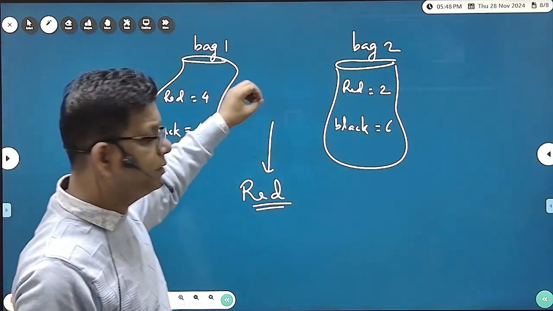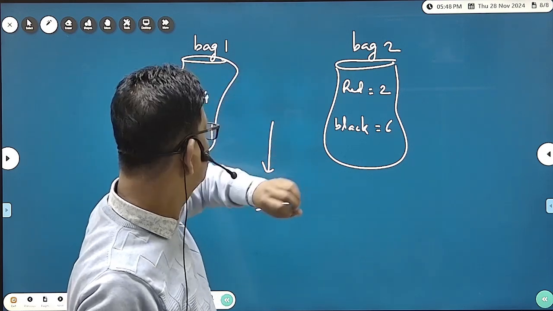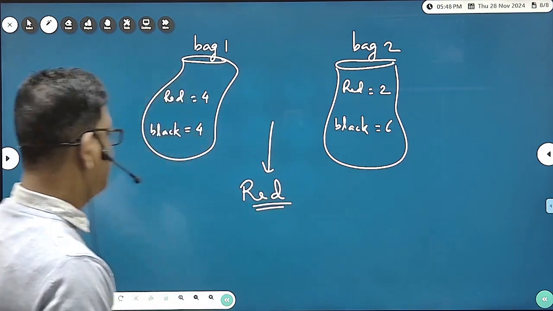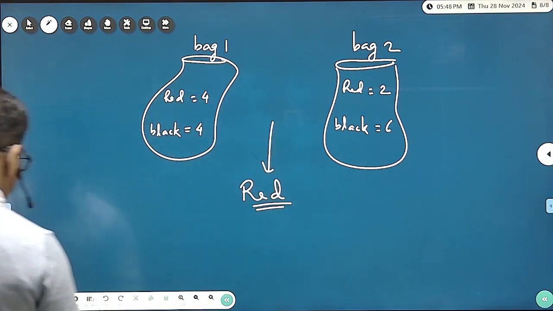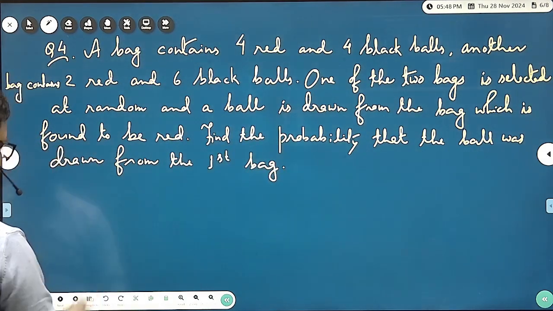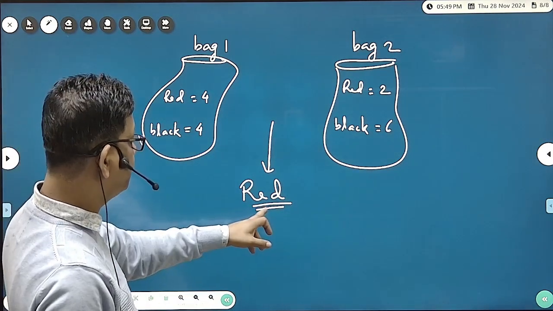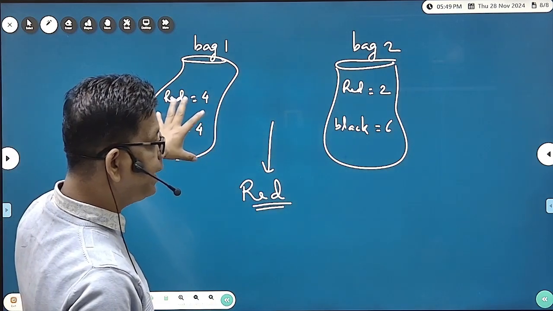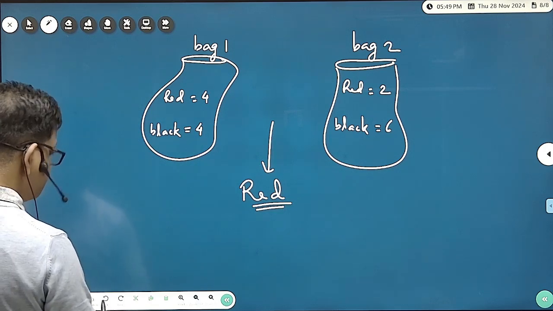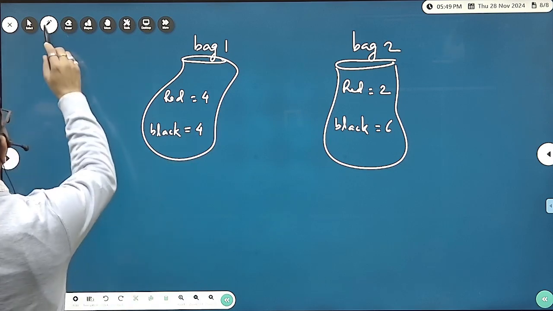Nobody has looked at the bags while taking out one ball. So the ball that came out from the bag is red, not sure from which bag. Now the question is, find the probability that the ball was drawn from the first bag. What is the probability that the red ball which has come out was from bag 1? Now, to do this question, how many bags were there? 2. Please try to understand.